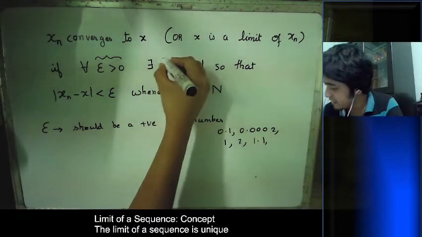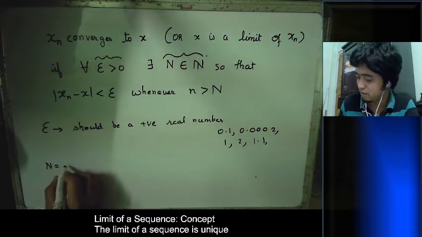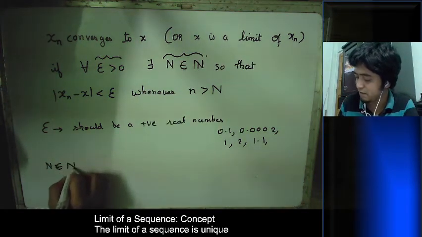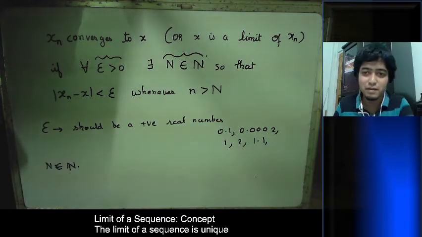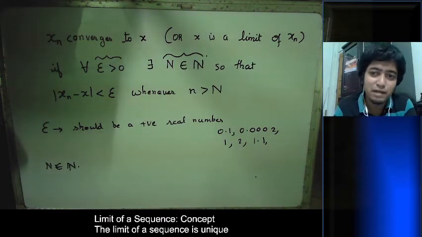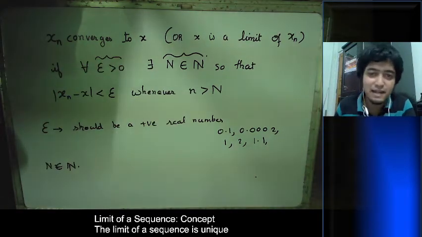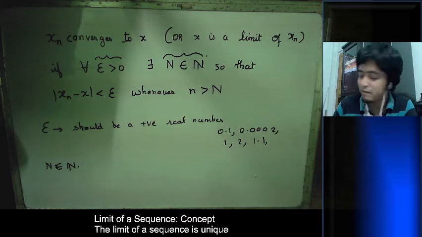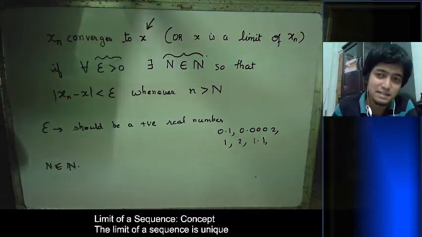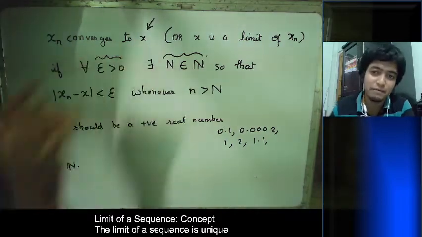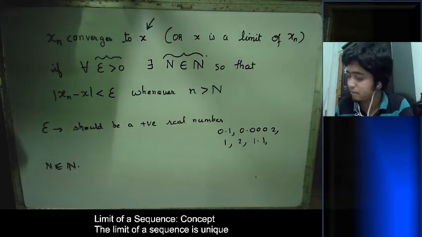And over here N should be a natural number. N belongs to the natural numbers, so it should be very clear. So this is what we are going to do. Whenever we have to check that xn converges to x, firstly we need to know what the value of x is. We need to have an idea what the value of x is. That can be done, as you will see later on.